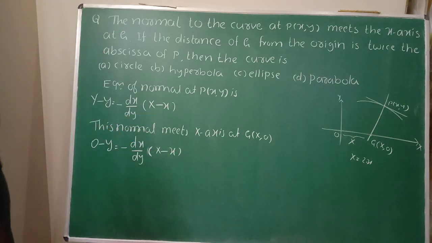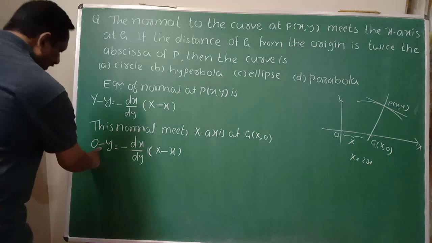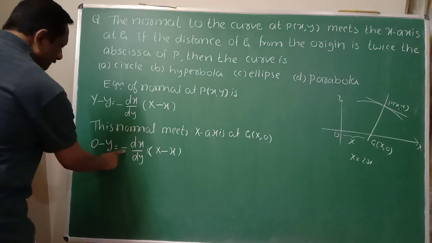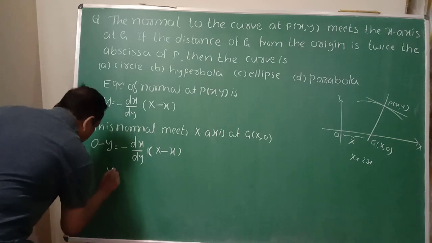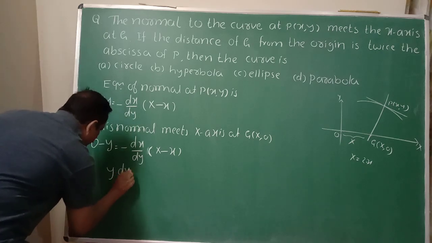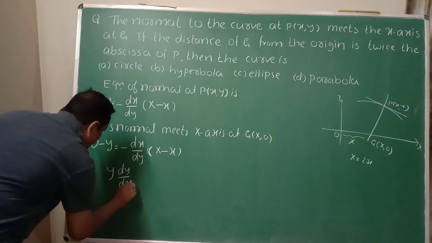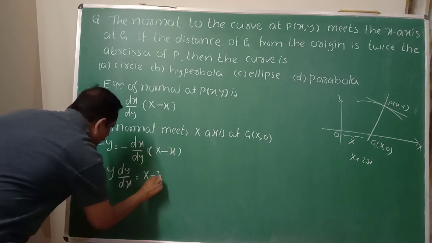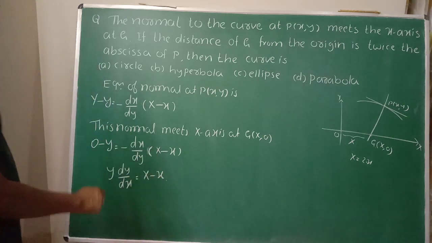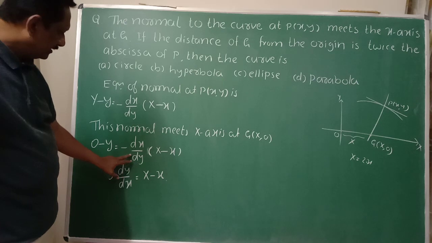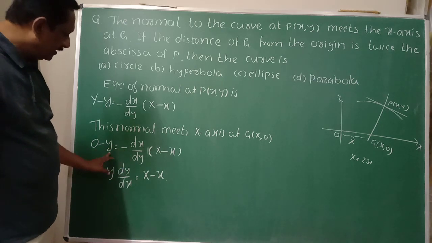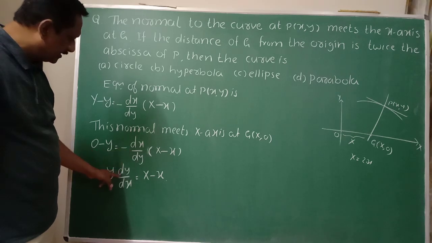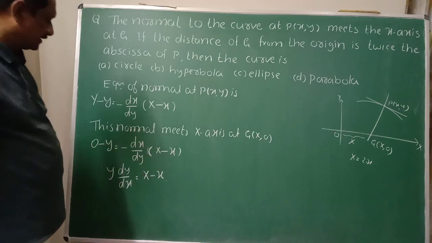Okay, then this minus and this minus becomes a plus here. Take this on this side, it becomes dy upon dx. Hence y into dy upon dx is equal to x minus x here. Take this on this side here, minus becomes plus. Then y into, take its reciprocal, dy upon dx equal to x minus x here.